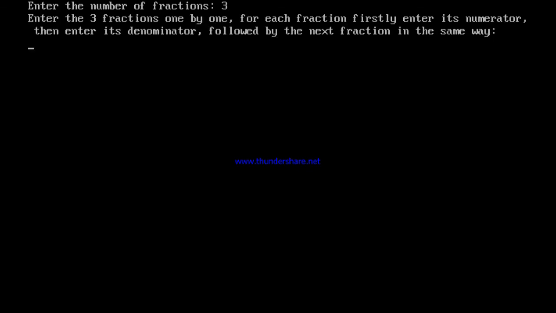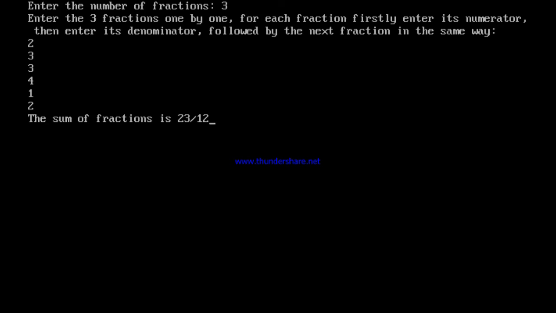No errors, enter the number of fractions. Say 3 fractions. Enter the 3 fractions one by one. For each fraction, firstly enter its numerator, then enter its denominator, followed by the next fraction in the same way. So the 3 fractions are 2/3, 3/4 and half. 2/3, 3/4, half. Let's see what's the sum. The sum is 23 by 12.